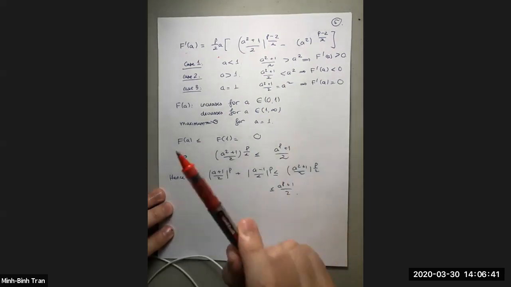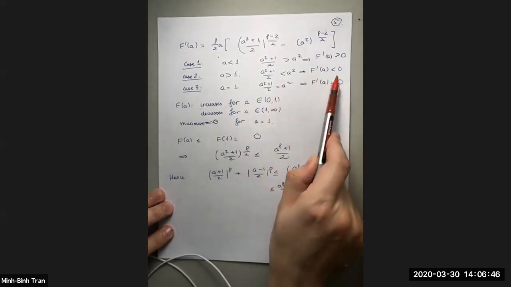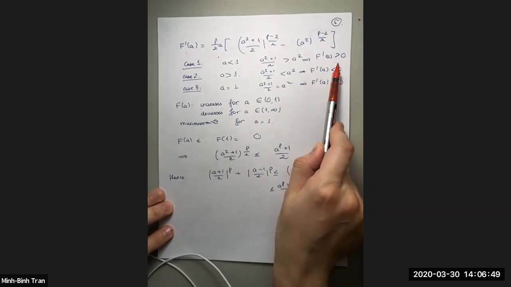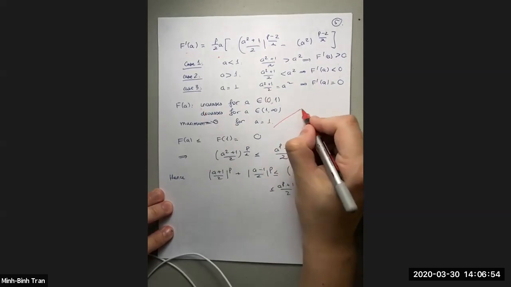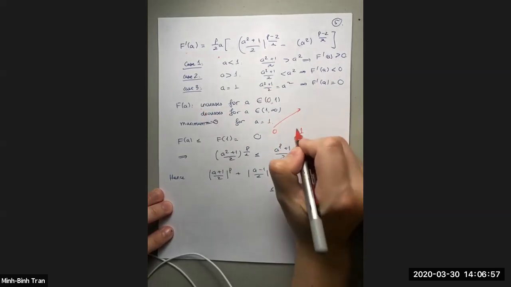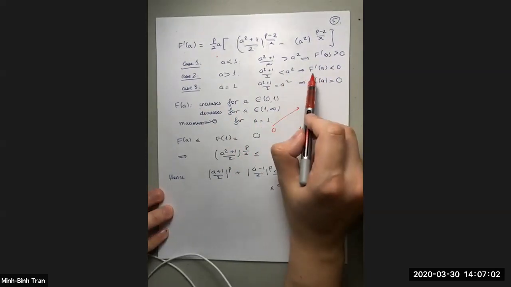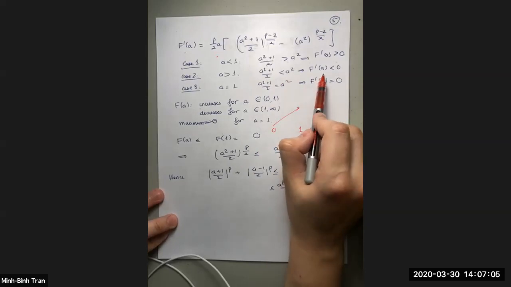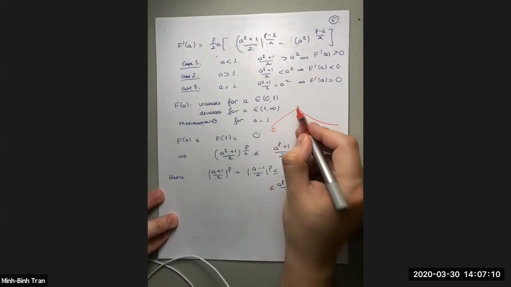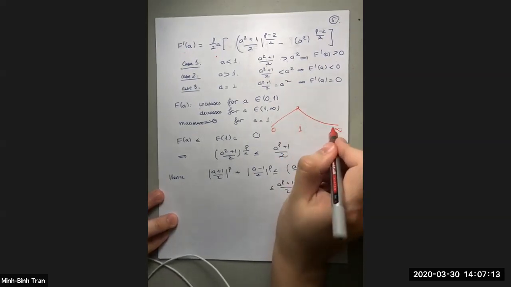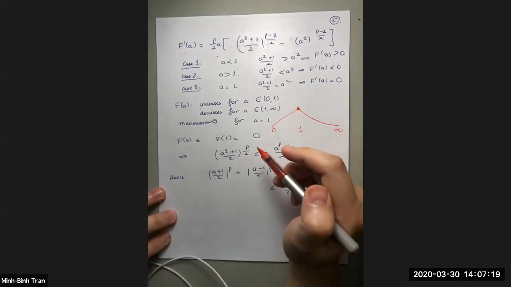So what can we say about the function f_a? The function f_a will increase when a is going from 0 to 1 because the derivative is positive. So the derivative is positive from 0 to 1, meaning that the function is increasing. And then because the derivative is negative when a is bigger than 1, it is going to be decreasing, right? So it increases from 0 to 1 and decreases from 1 to infinity. So the maximum will be at the point where a is equal to 1.